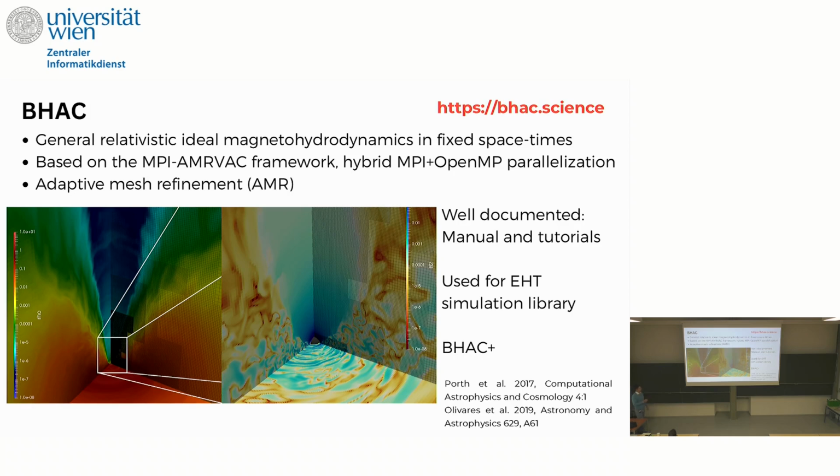It also has adaptive mesh refinement, which is what you can see here. You can see the mesh overplotted on a simulation of accretion onto a black hole. The black hole is here, and you can see that there are blocks of varying resolution. So the code can increase the resolution at places where it calculates that it is more needed. Finally, we try to keep this code well documented with manuals and tutorials. It has been used for the HD simulation library, and currently there is a new version developed in Frankfurt called BHAC Plus, which has some other very nice features.